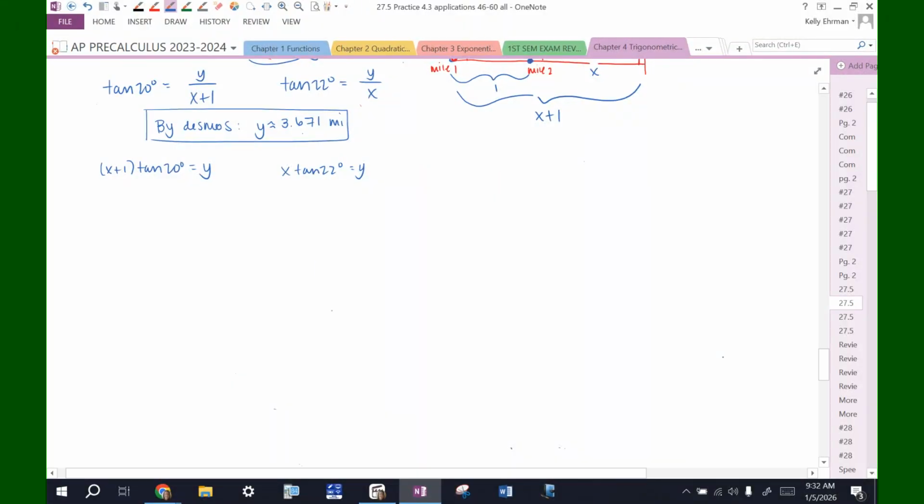So if I'm trying to solve for y, I would want to leave y in the equation and get x by itself. So I could say, all right, x plus 1 equals y divided by tangent of 20. X equals y divided by tangent of 20 minus 1. And then over here I could say x equals y divided by tangent of 22. And if these equations are both equal to x, I can set them equal to each other.